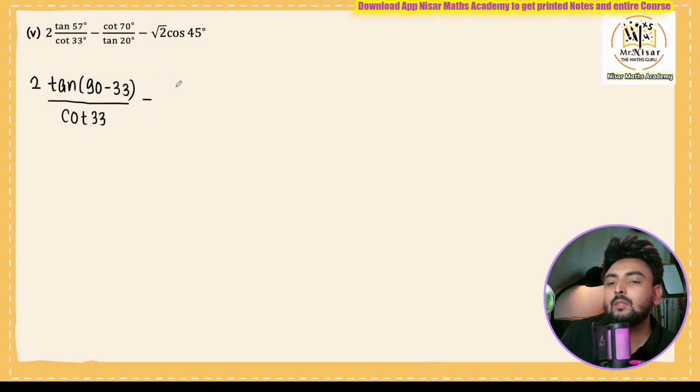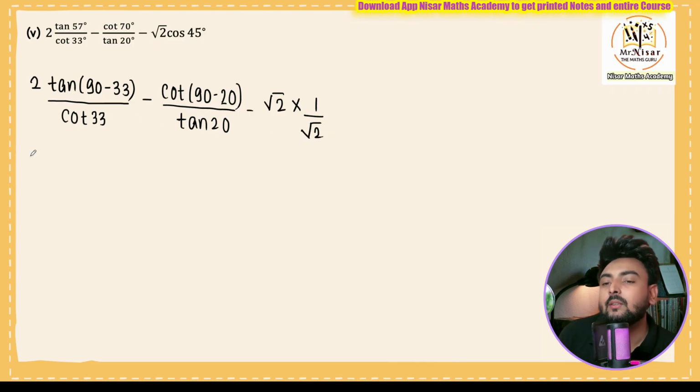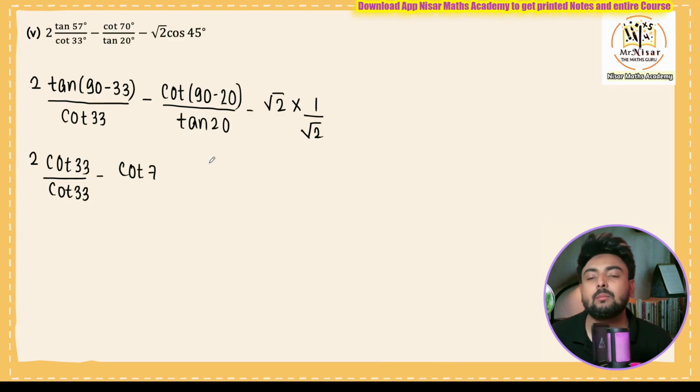Then cot 70, can I write it as cot 90 minus 20, and 90 minus 20 becomes 70, and in the denominator I have tan 20. First I am writing in terms of 90, root 2 into cos 45 value. All these values should be on the tip of your tongue. Then if I solve it, tan 90 minus theta becomes what? It becomes cot theta, and here theta is 33. So cot 33 by cot 33 minus cot 70, sorry, cot 90 minus theta is going to become tan 20.